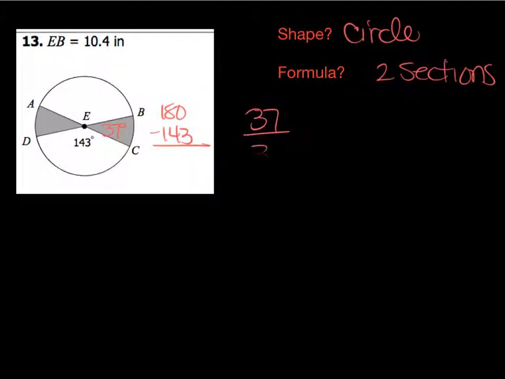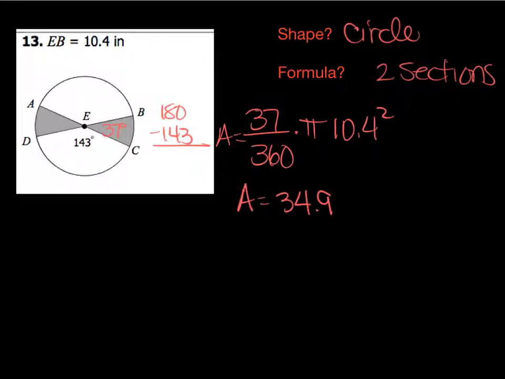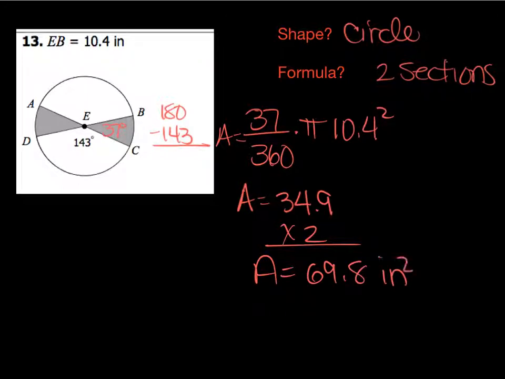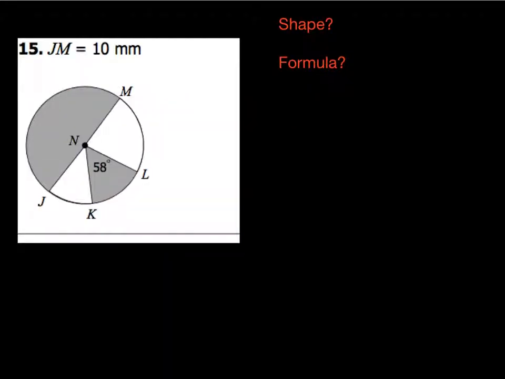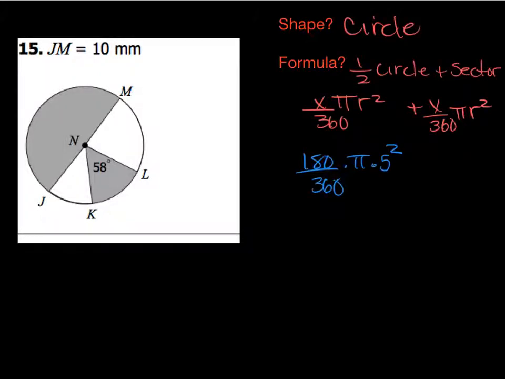So let's go ahead and get started. That'll be 37 divided by 360 times pi r squared. Now E to B is 10.4, so that is your radius. Let's click, click, click in the calculator and see what we get. So the area of one section is 34.9. Let's go ahead and multiply that by 2. And the area is 69.8. And what's the units? Inches squared. You try this one and then come back and see if you have it correct. So we check out our sections, and we have a half circle.